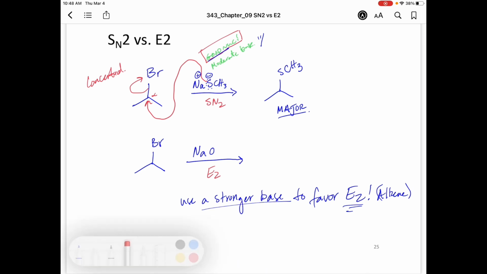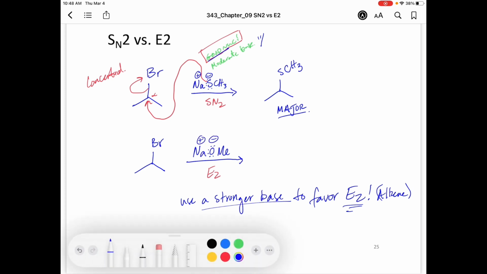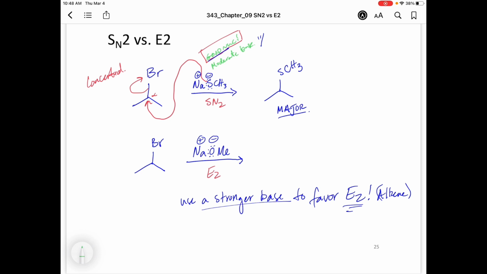Sorry if you drew that in pen. The only difference here is that we have an oxygen instead of a sulfur, okay? Now, this sodium ethoxide is a good nucleophile, but it's also a very good base.